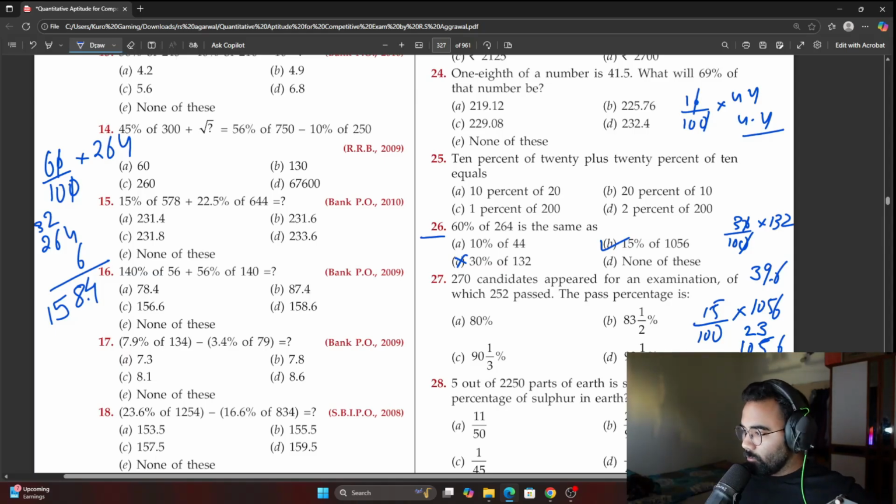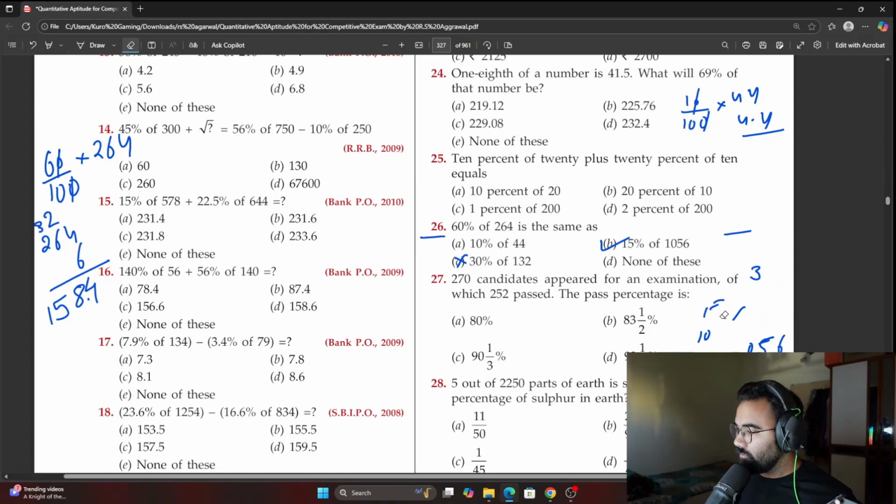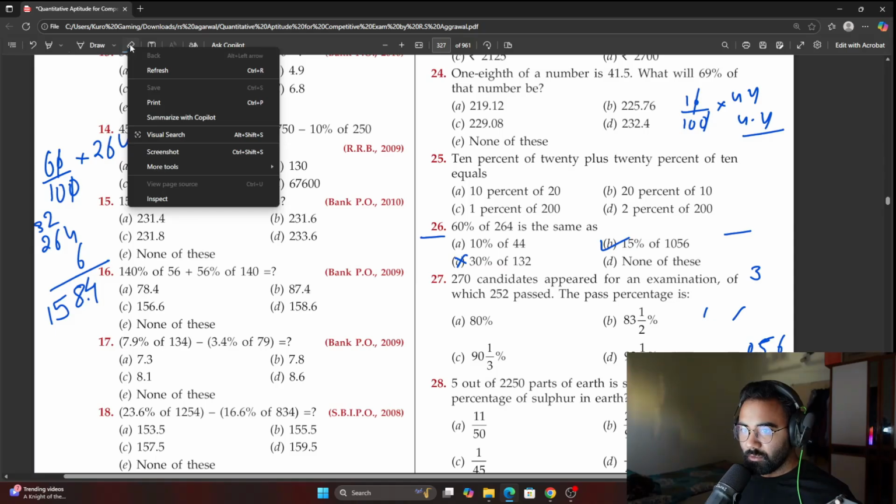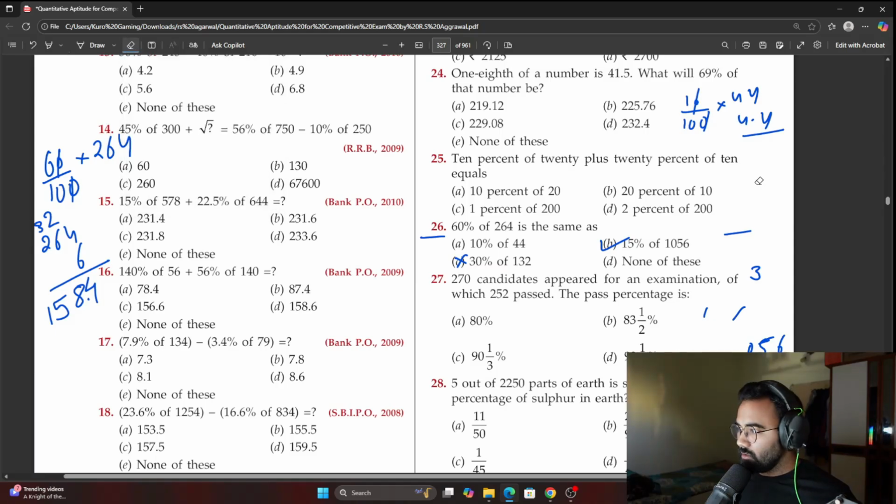All right, fine. We move on to the 27th one. Let me just make some space for calculation. Calculations are quite extensive, so I can use, I think, that one. Can I increase the size of this?